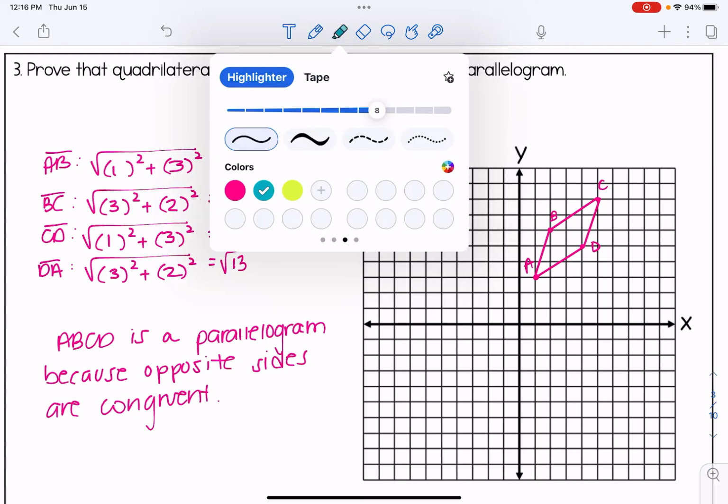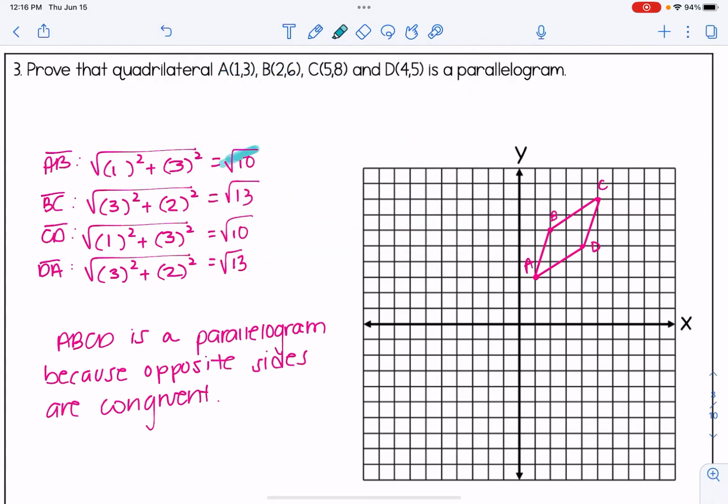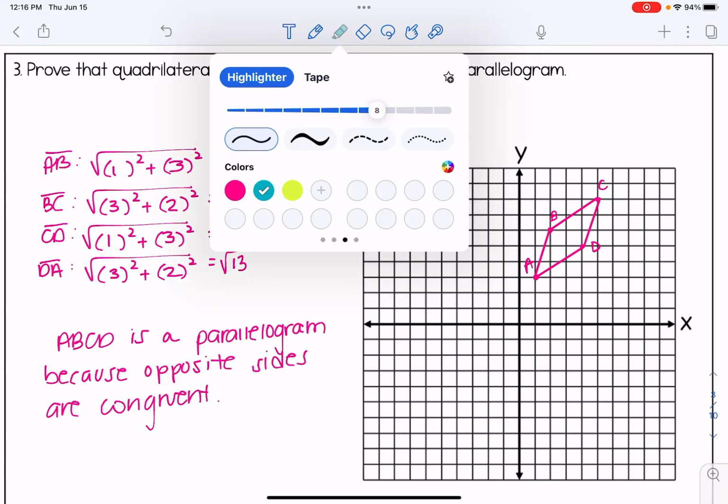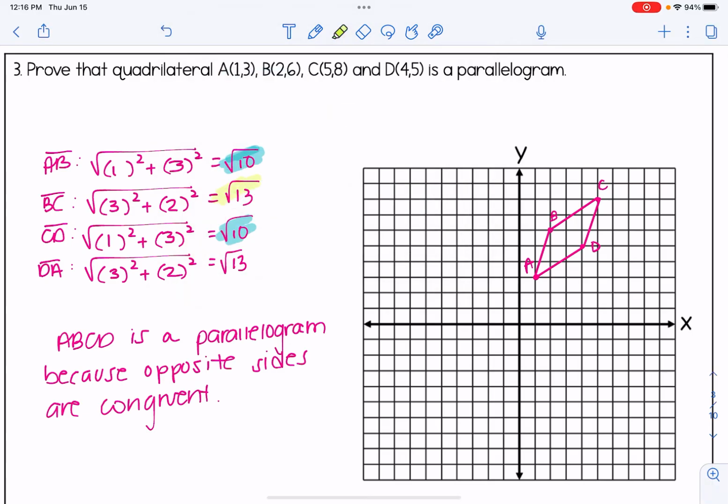So I can tell that this is working because I see radical 10 and radical 10, so those answers match. I see that the other two sides that appear to be parallel are in fact congruent, and they both were radical 13. So my conclusion is ABCD is a parallelogram because opposite sides are congruent. The reason I like the distance formula is I think this conclusion gets the point across a little bit quicker rather than talking about parallel, perpendicular, and how you know that based on slope.